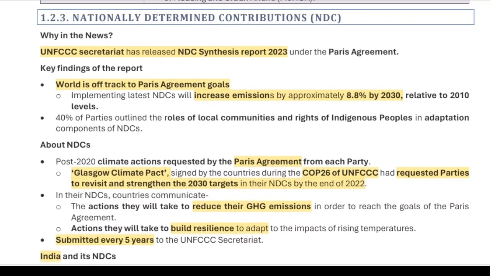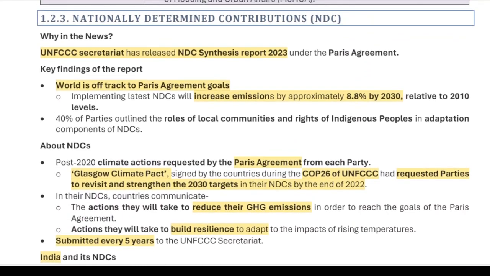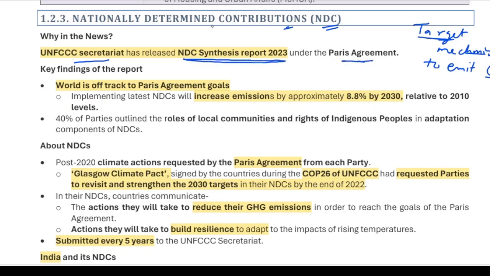according to the time. Now moving ahead: NDC, Nationally Determined Contribution. I have already told you about NDCs. These are target-based mechanisms to limit carbon dioxide emissions. The UNFCCC Secretariat has released the NDC Synthesis Report 2023 under the Paris Agreement.